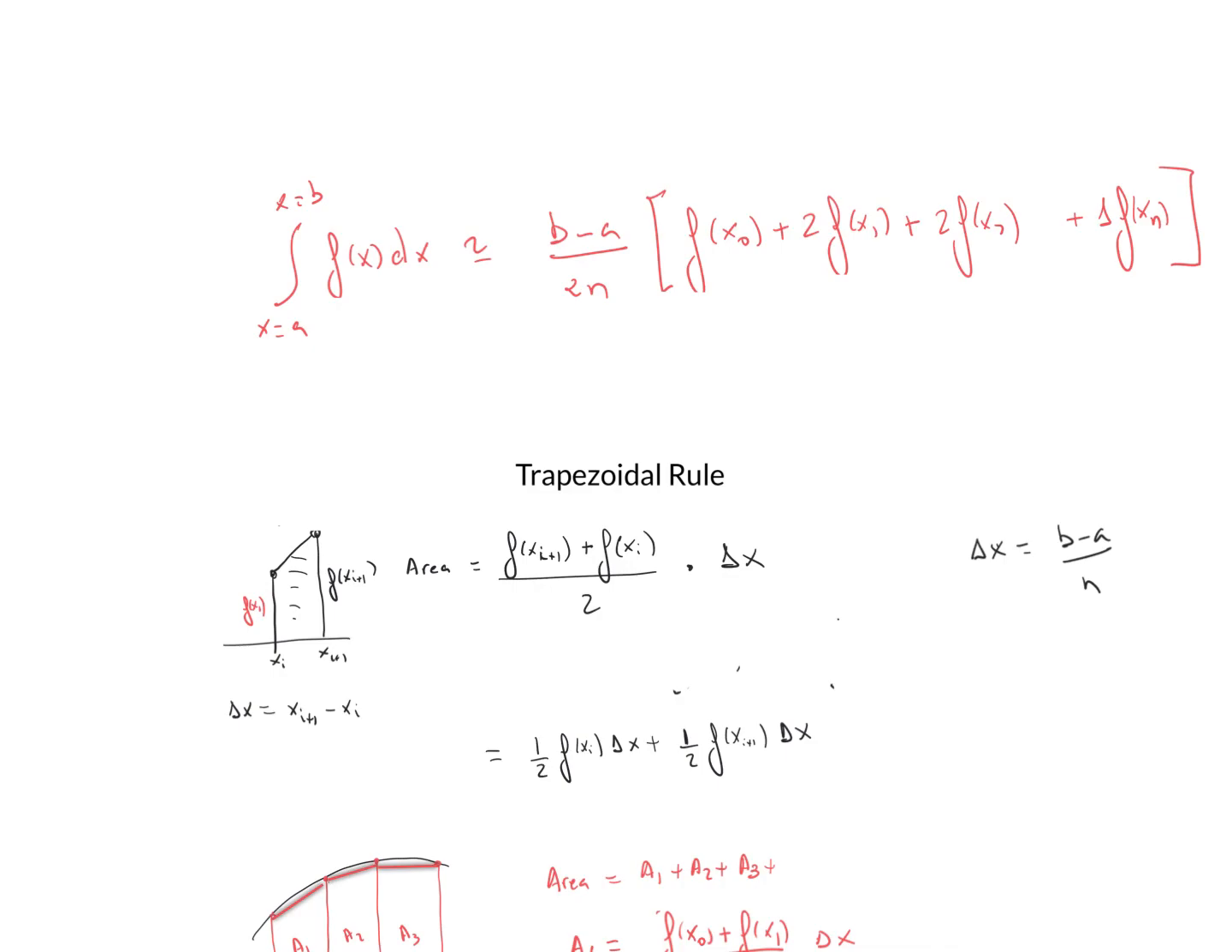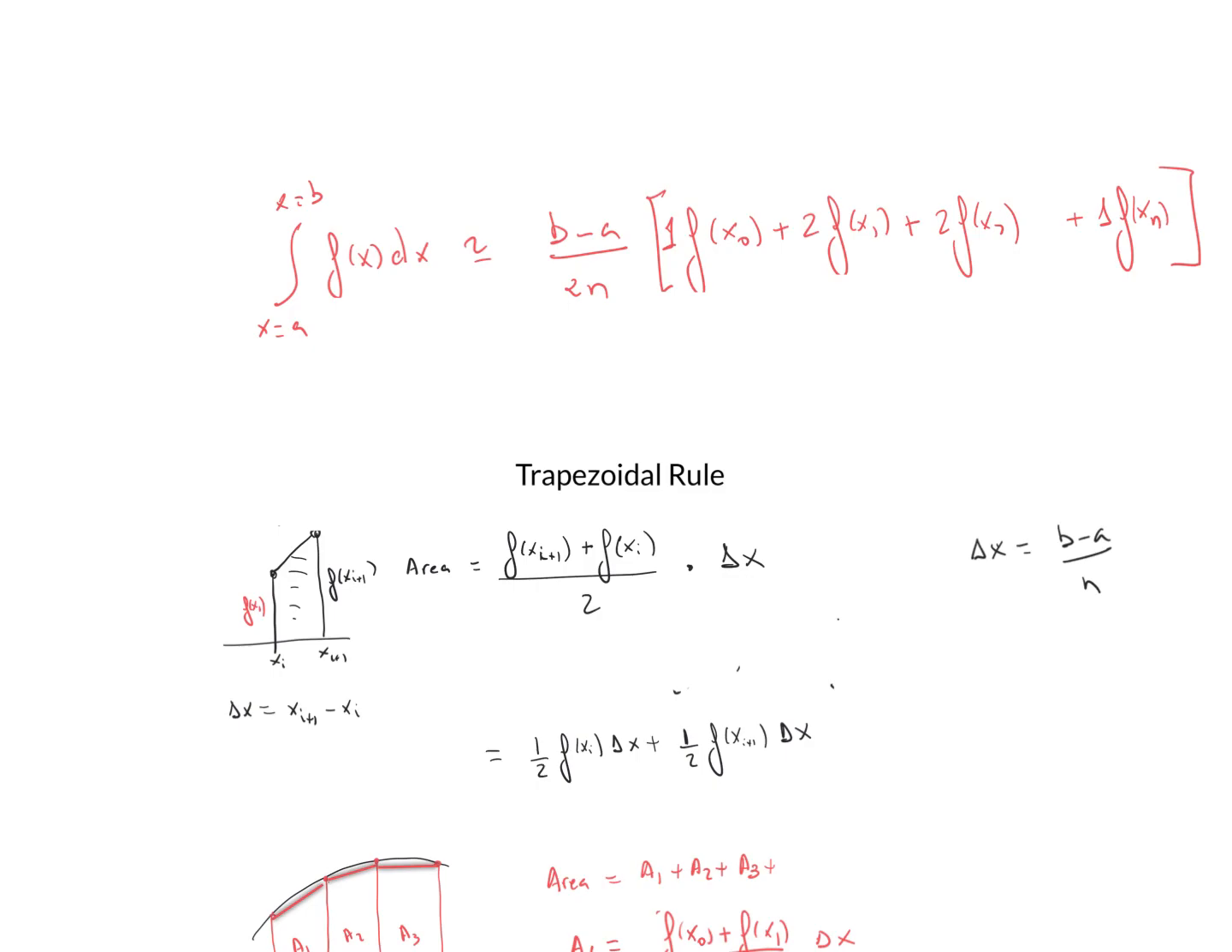The trapezoidal rule says that the area between a and b of a function f of x is approximately b minus a divided by 2n, times the following terms: f of x0 one time, plus 2 times f of x1, plus 2 times f of x2, plus 2 times f of x3, plus 1 time the last one, f of xn. So let's derive this equation.